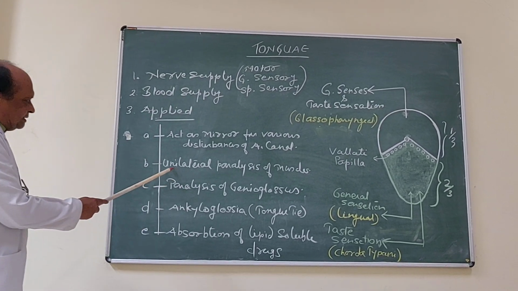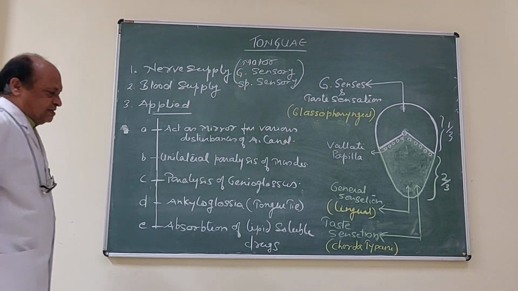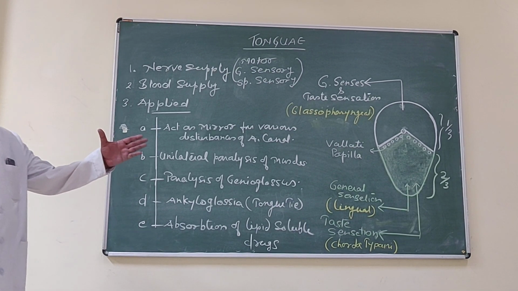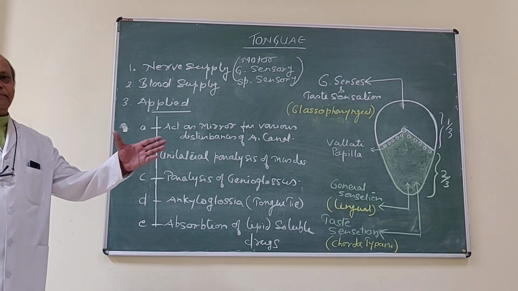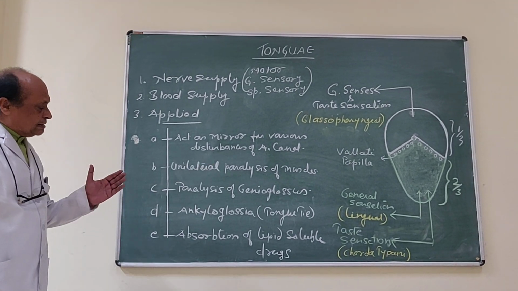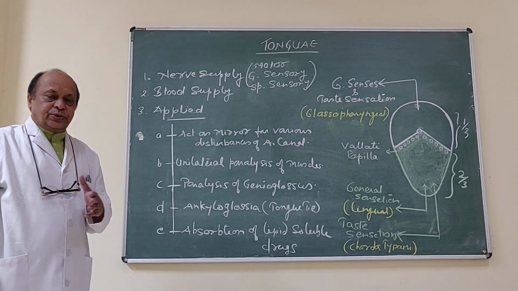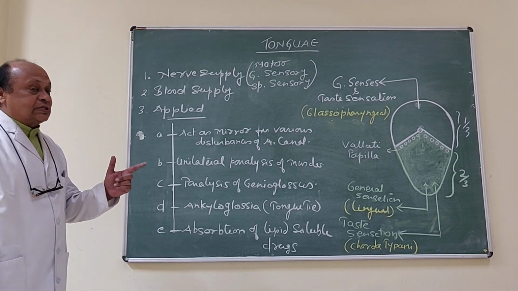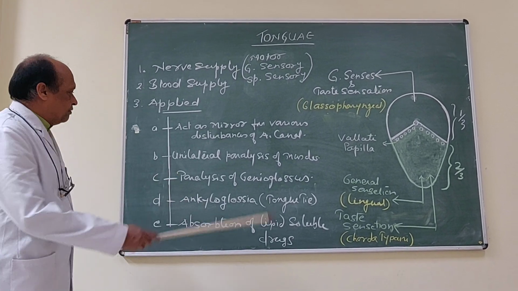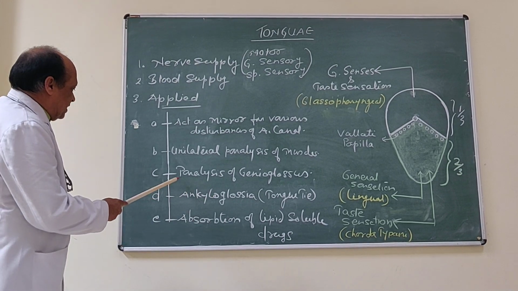Now another important point is the unilateral paralysis of muscles of tongue. As we know, all the muscles are supplied by hypoglossal nerve except palatoglossus. So if there is unilateral paralysis, then the tongue deviates towards the paralyzed side during protrusion of tongue because of unopposed action of muscles of opposite side. This is a very important point to test the integrity of hypoglossal nerve.